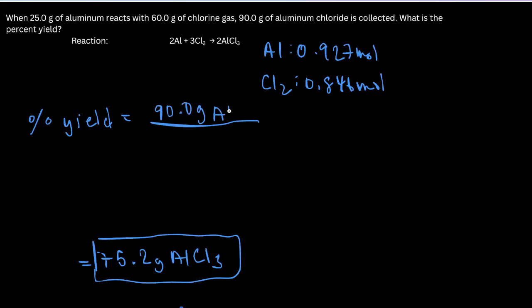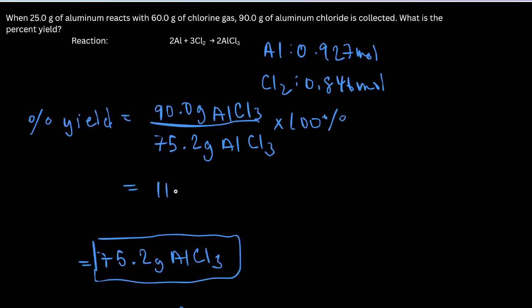grams of AlCl3. Remember, actual yield is the one that we actually got when we collected it from the experiment. And theoretically, what we should be getting is 75.2 grams of AlCl3. And don't forget to multiply by 100% to get your answer as a percentage. This gives us an answer of 119.7%. Is that right? I mean, it's over 100.